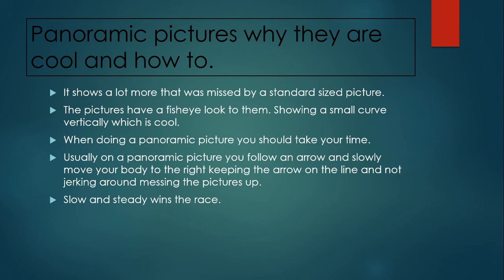And when doing a panoramic picture, you should take your time, like I said. It's all about patience. Usually on a panoramic picture, you follow an arrow and slowly move your body to the right, keeping the arrow on the line and not jerking around, which would mess up the picture. Panorama is meant for slow, easygoing pictures in non-crowded places where people aren't going to walk in front of you. Slow and steady wins the race, and slow and steady takes the good picture with panorama mode.